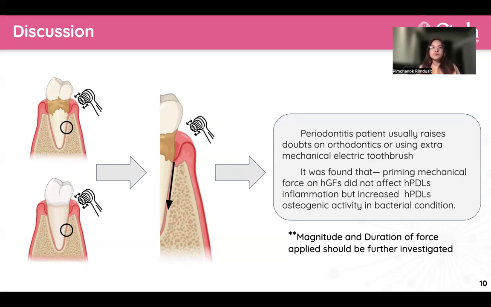Thus, inflammation-related protein should be further investigated to confirm whether mechanical shear stress has an effect on gingival fibroblasts.